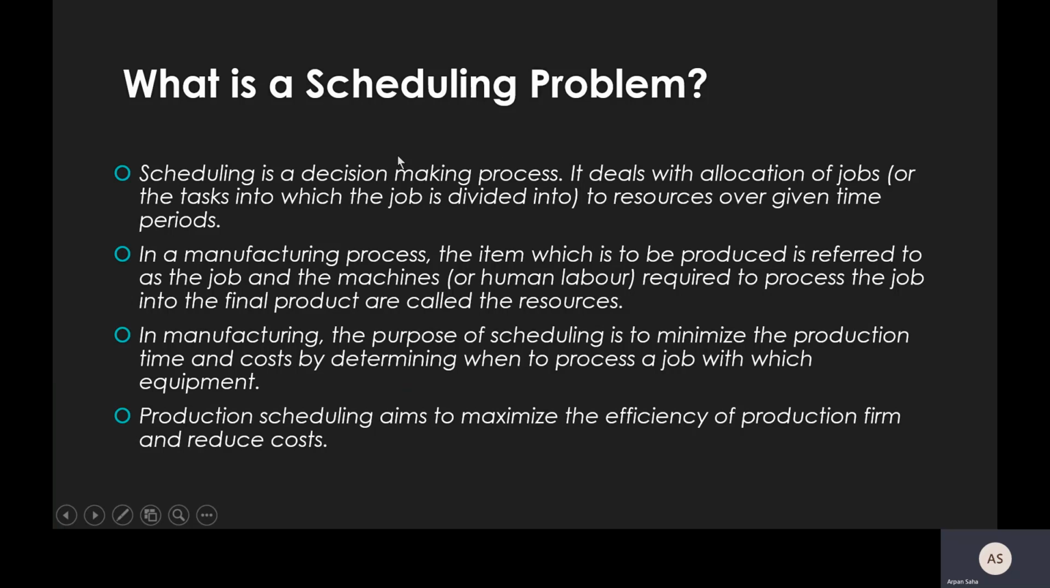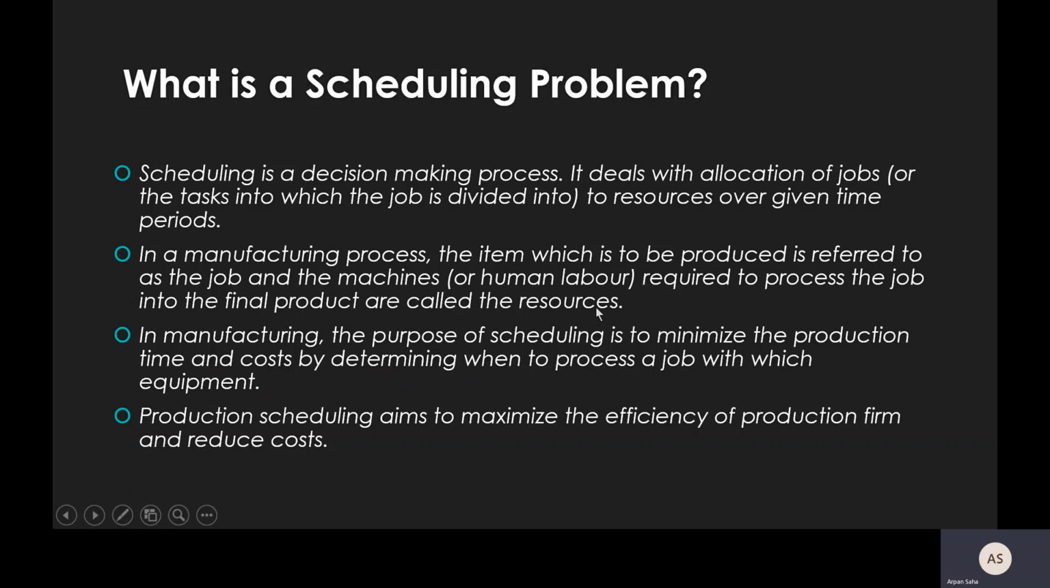Scheduling, we all know, is a decision-making process which deals with allocation of jobs to resources over a given period of time. So in the manufacturing process, scheduling deals with finding the order of processing the jobs. I mean which item will be produced with which equipment or by which human labor at which point of time. So determining this is called scheduling in the manufacturing industry.